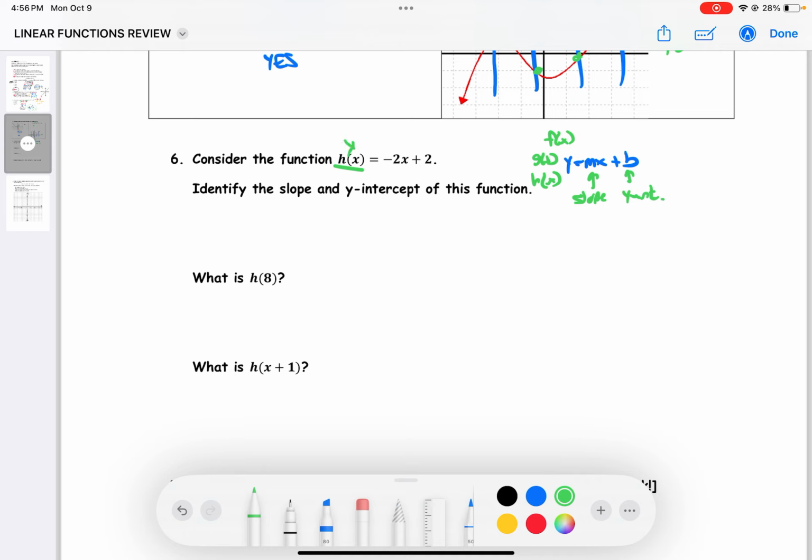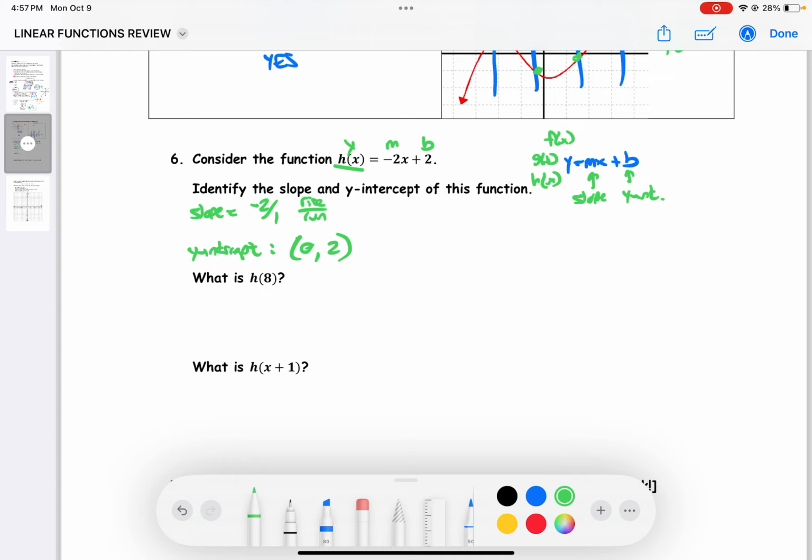So in identifying the slope, well, this would be my m, and that would be my b. So my slope is -2. And if you want, you can write -2/1 for that rise over run look. And for my y-intercept, which is always written as a coordinate, it would be (0, 2), right? When the input is 0, the output is 2, and that is where it'll cross the y-axis.